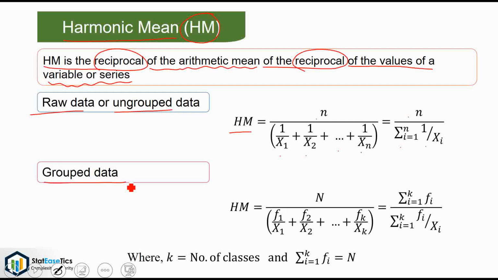And for grouped data, harmonic mean is equal to capital N divided by f1 upon x1 plus f2 upon x2 plus up till plus fk upon xk. That is summation i equal to 1 up to k fi divided by summation i equal to 1 up to k fi by xi, where k is equal to number of classes and summation i equal to 1 up to k fi is equal to capital N, that is total number of observations.